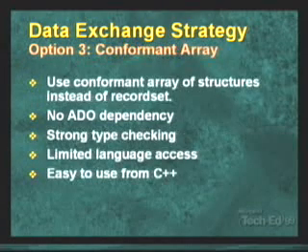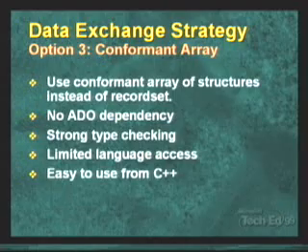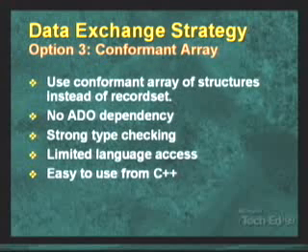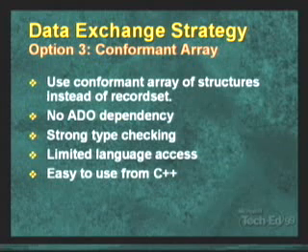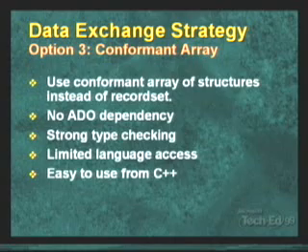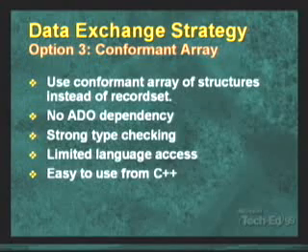Another option is a conformant array. This is a technique that you would probably use from C++, where you're passing structures around instead of a record set. One of the key reasons you would use this is it has very good type checking. However, it's a little bit harder to use from other languages, so you're primarily going to see this involved when you have clients that are written or can write a client in C++.